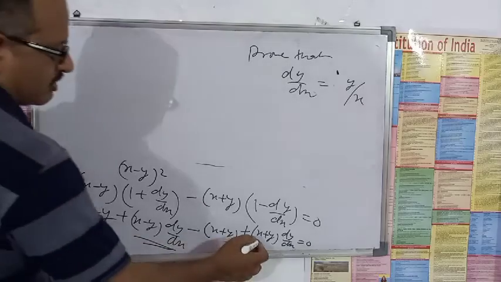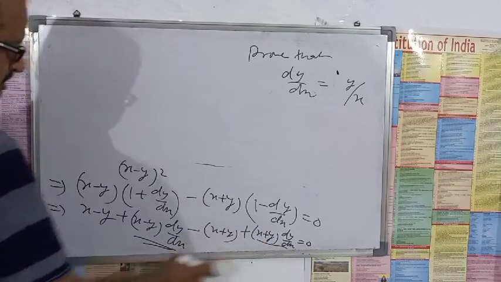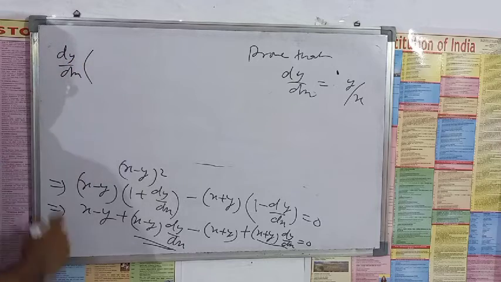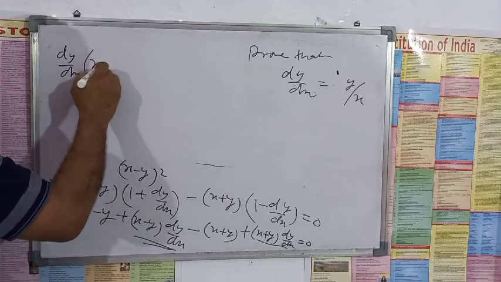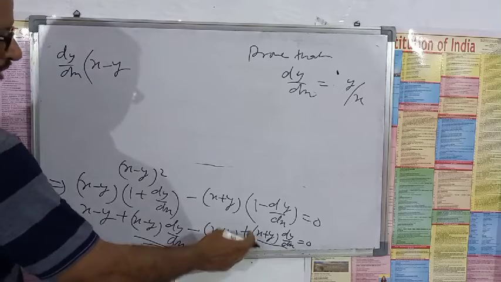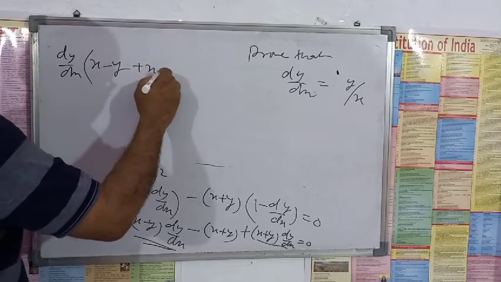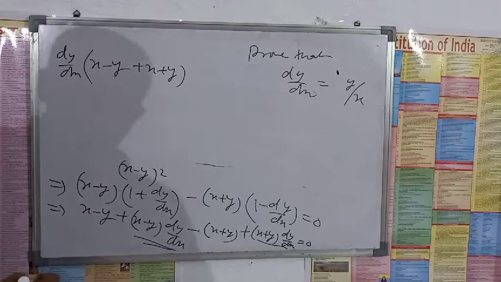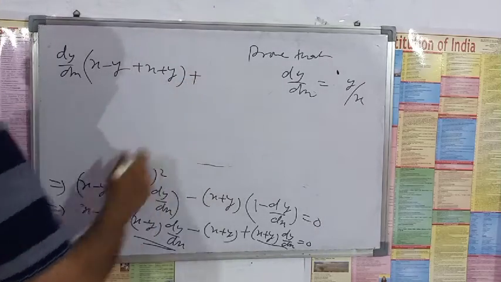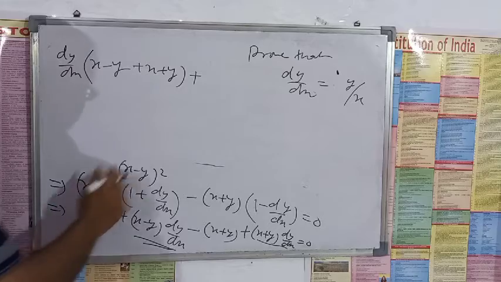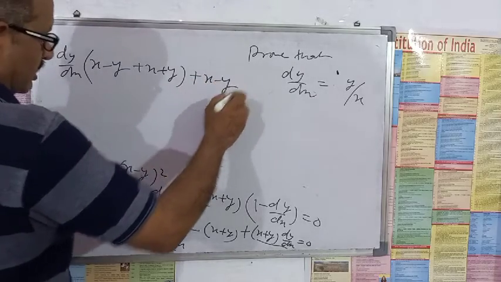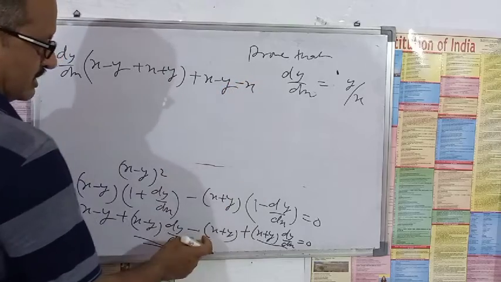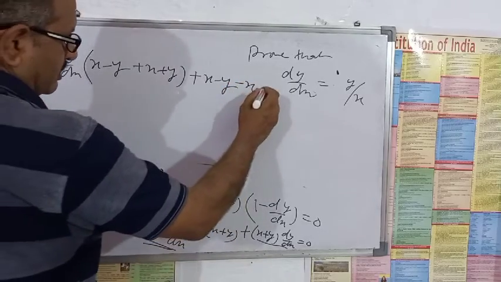Take dy by dx common from the second term and the last term. We will get x minus y here, and from here plus x plus y. Other terms x minus y. So x minus y, open this bracket. So minus x minus y.